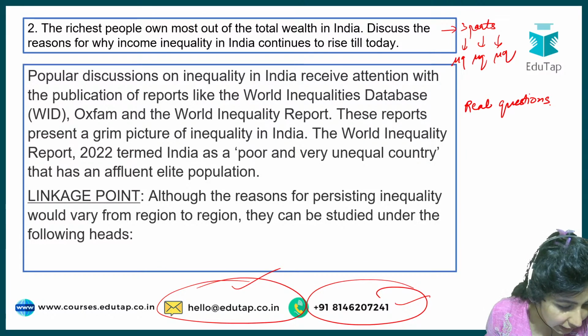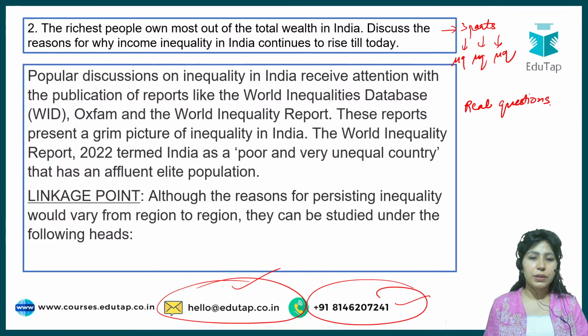Income inequality and its effect in India after the pandemic. Low education level. Yes, Mehak. Mehak will come to the reasons.